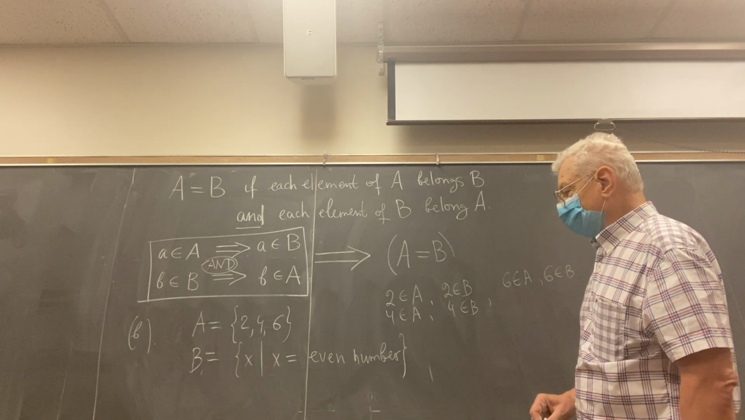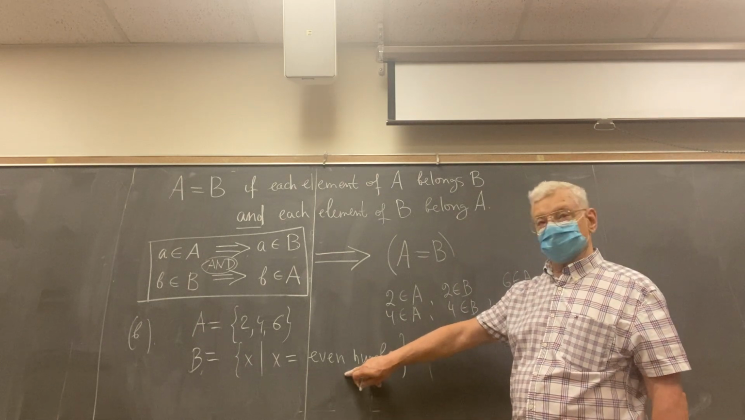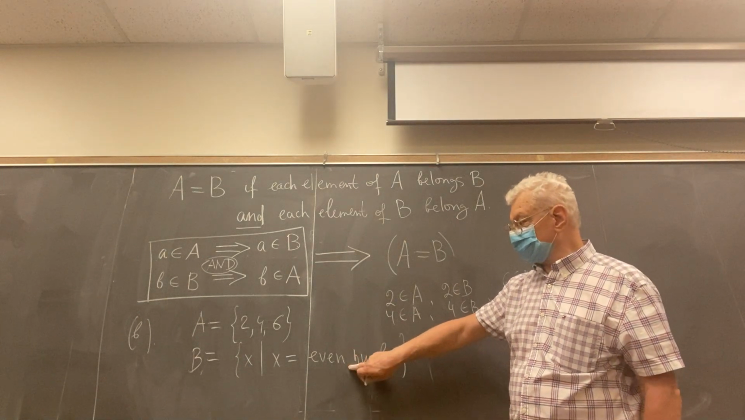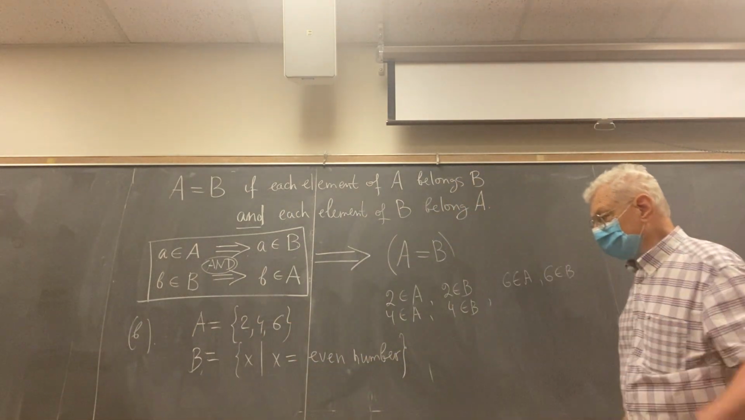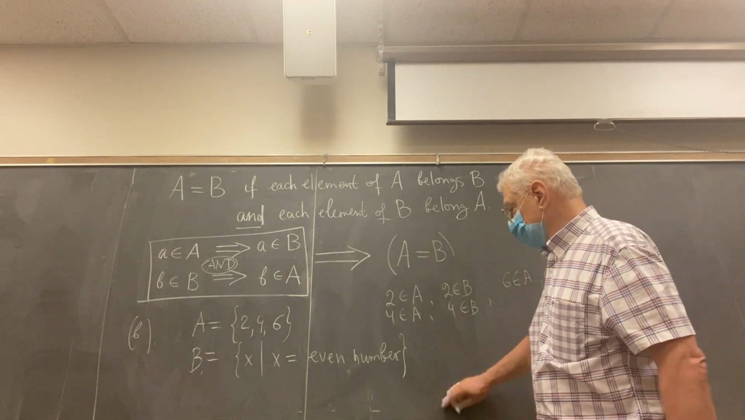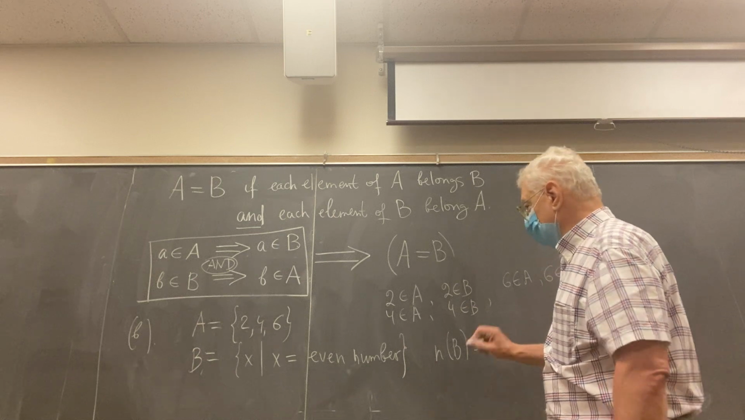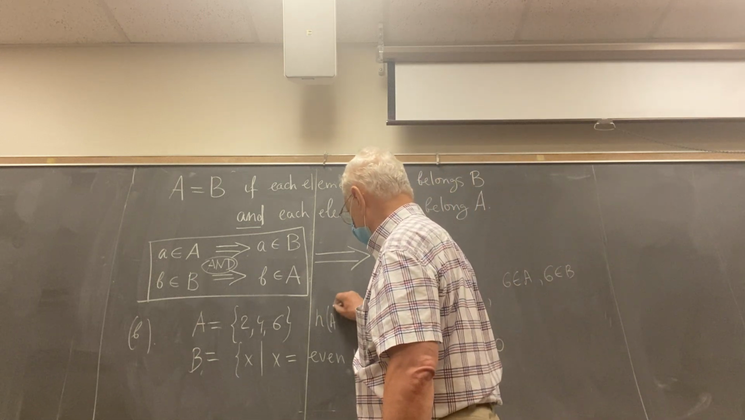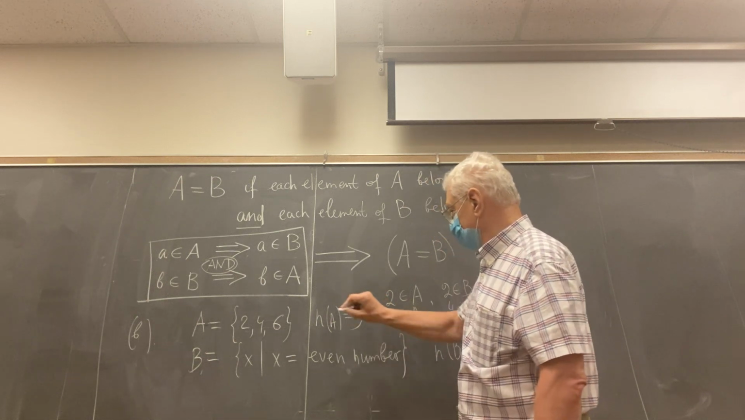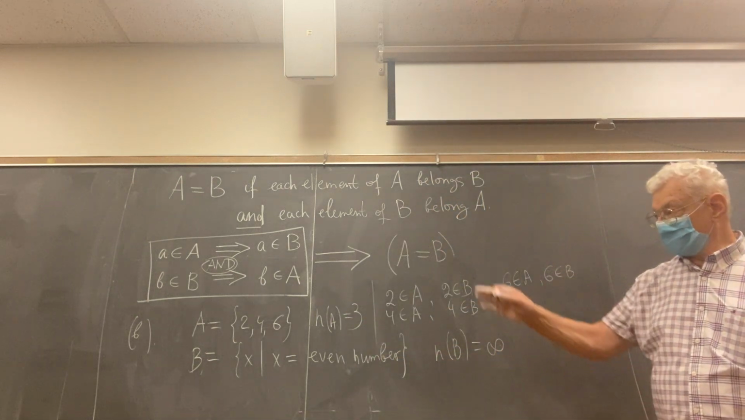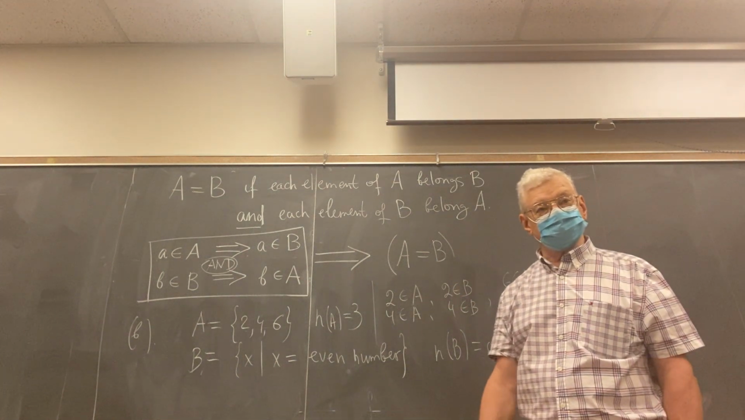Wouldn't B keep going infinitely though? Yeah, good. If you take, for example, some other even number, say 100, it is in B but not in A. So A is only a part of B. The cardinality of B is infinite, and the cardinality of A is 3. Good. So this is a finite set, this is an infinite set. A finite set cannot be equal to an infinite set.